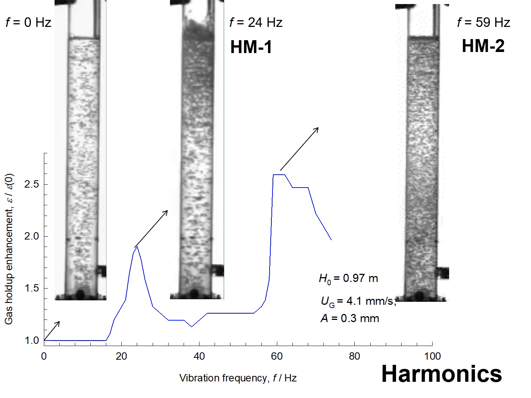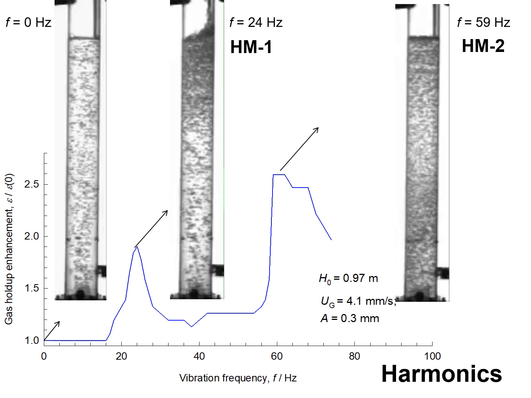Now let's look at the operation corresponding to 59 hertz vibration frequency. We see regions of high gas holdup here and here. These correspond to the antinodes, and the positions where the gas holdup is lower correspond to the nodes of the harmonic.